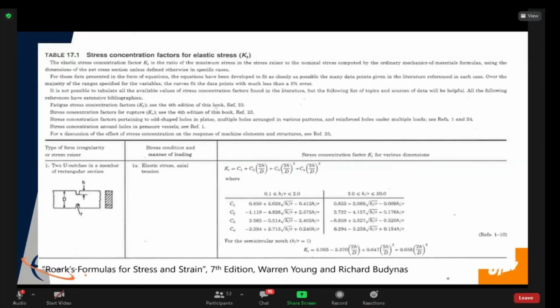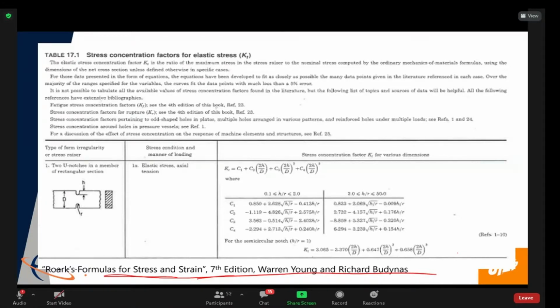These are tables from a pretty classic book called Roark's Formulas for Stress and Strain. That's down here on the bottom. I actually have the 7th edition. It's probably like the 20th edition now. These things have not changed in the 30 years since I was in college. But here they are.